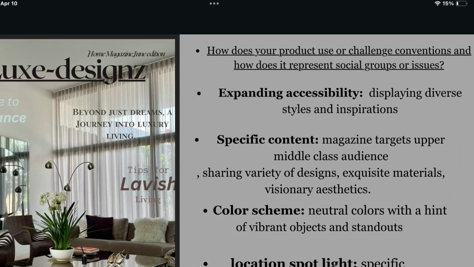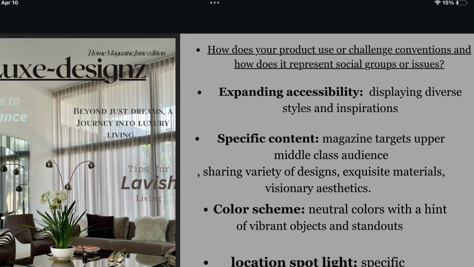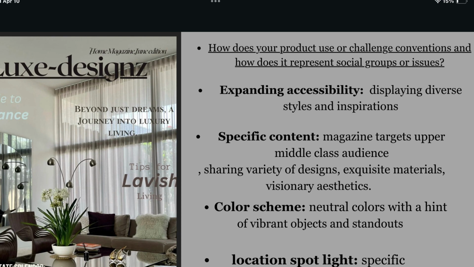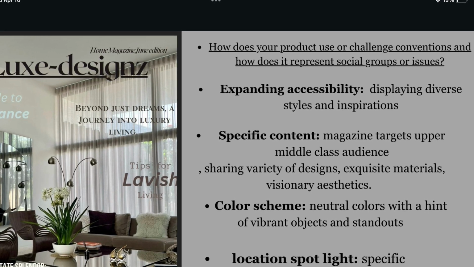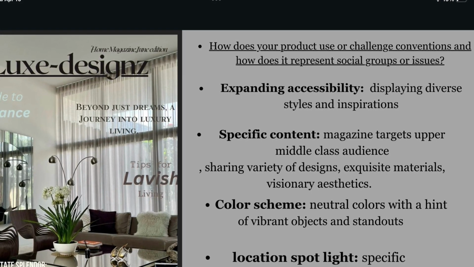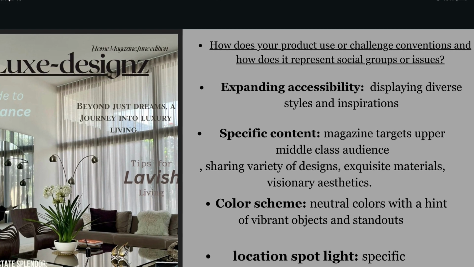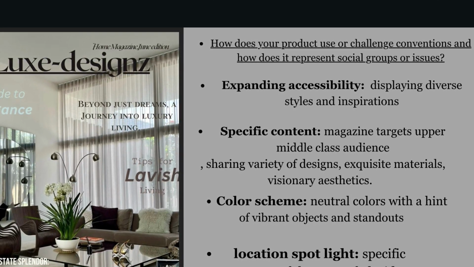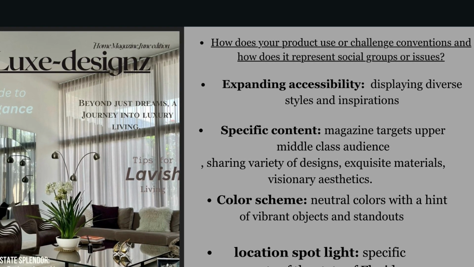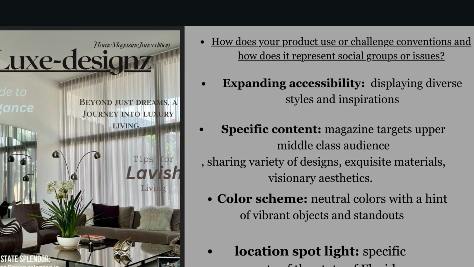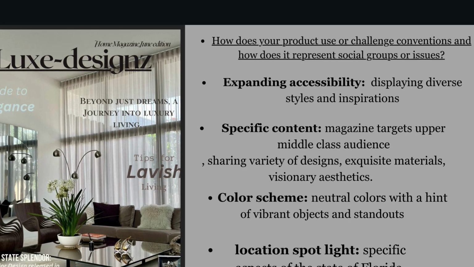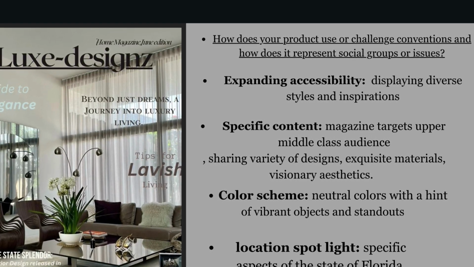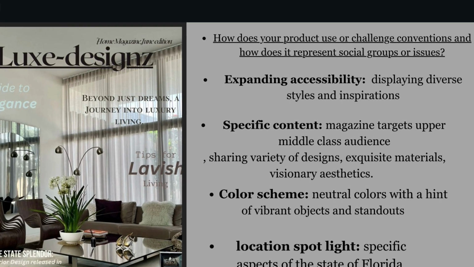Starting off with the first question, how does your product use or challenge conventions, and how does it represent social groups or issues? Given the fact that it is a luxury home magazine, I noticed that the social groups that fall within this genre tend to be part of the upper middle class and beyond. I noticed that in a lot of these specific home magazines, the page isn't as crowded and bombarded as some casual home design inspos. Meaning the cover lines aren't as crowded together.